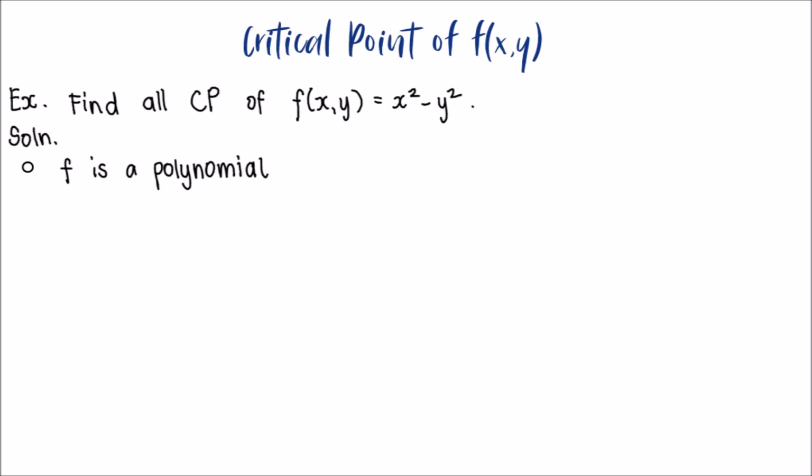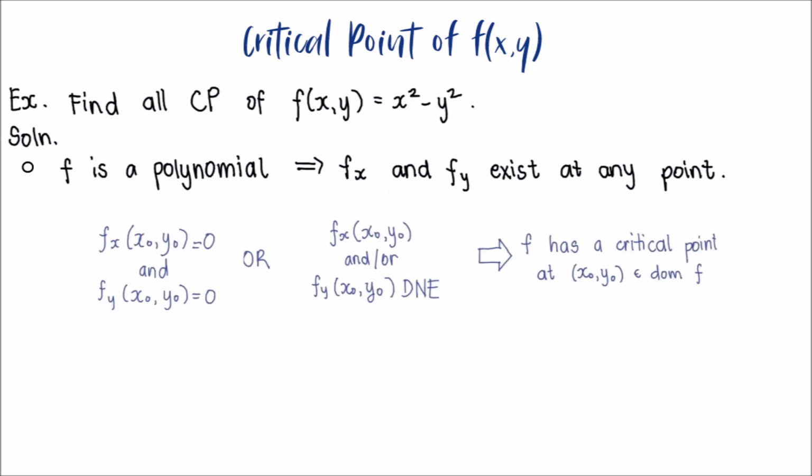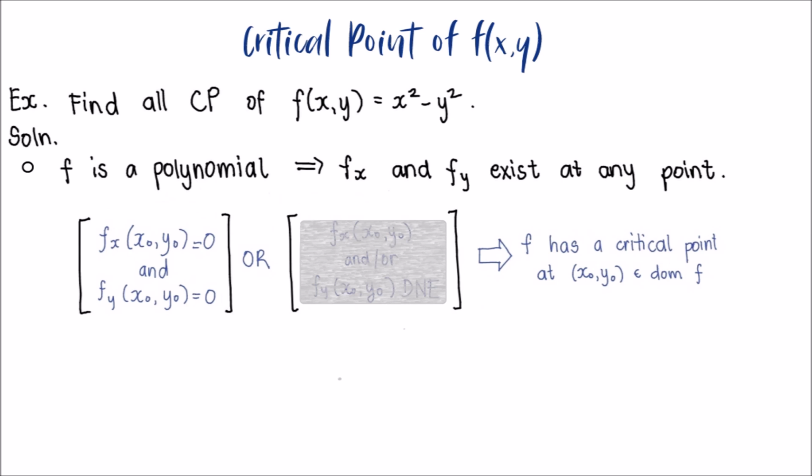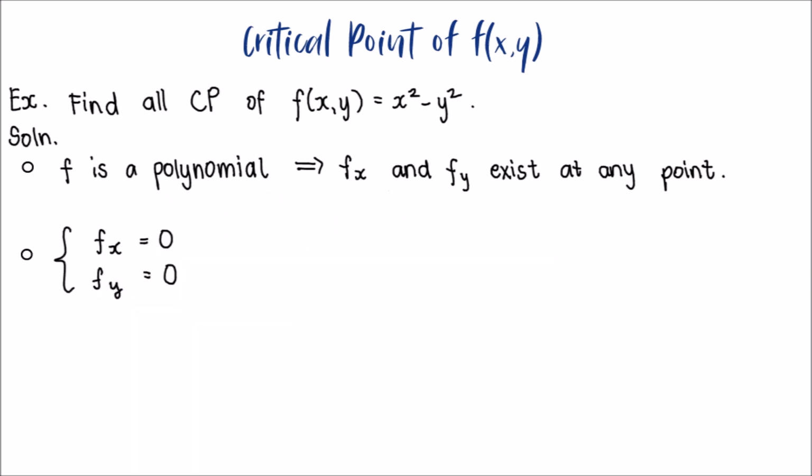Thus, it is continuous everywhere on R squared, and that implies the partial derivatives exist at any point. So in the definition of the critical point, we don't have to bother thinking about this part, since there is no point that makes f sub x nor f sub y non-existing. These derivatives always exist. Thus, to find critical points, we only need to check when f sub x and f sub y are both 0. So let us solve this system.